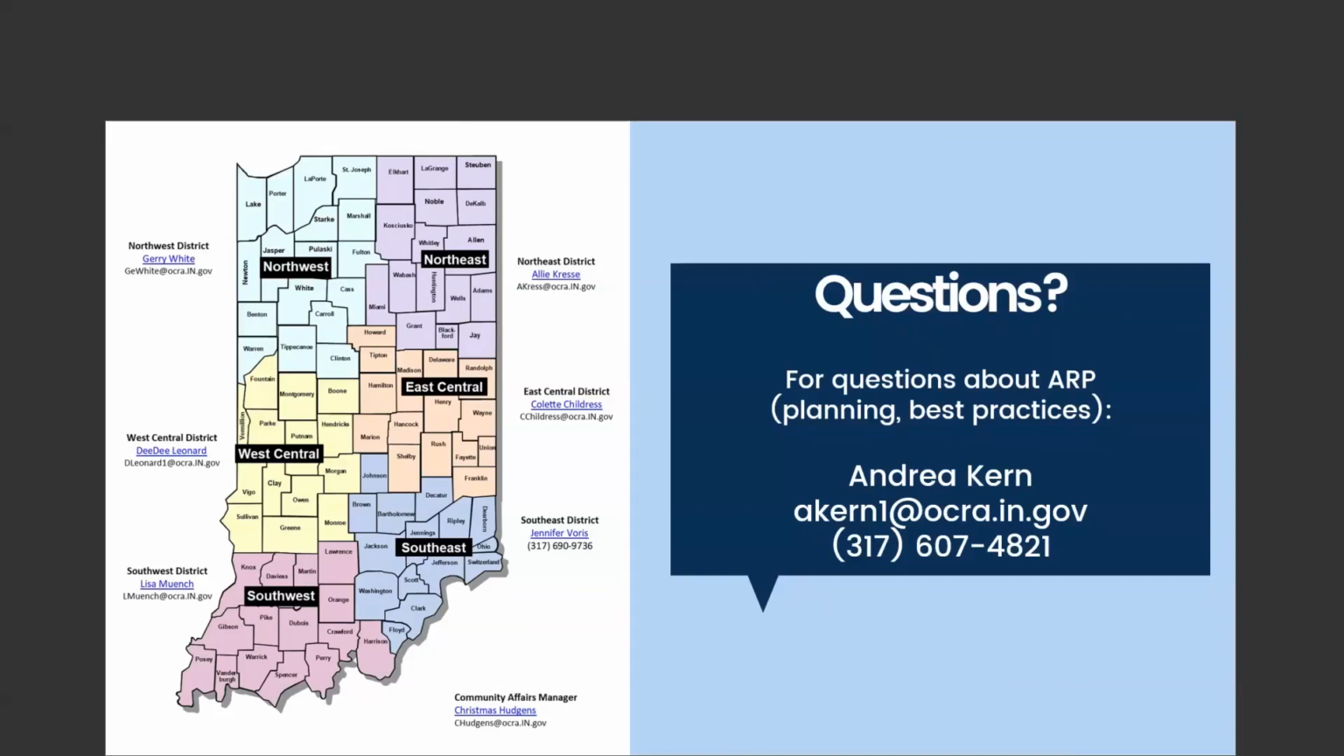It may not be for CDBG. Many of you already have your local match determined. So it may be best to wait and go through the planning process and determine how to use those ARP funds outside of your CDBG application. And that's where we really just want everyone to have a good opportunity to determine the best use of these ARP funds for their community. So thank you all very much.